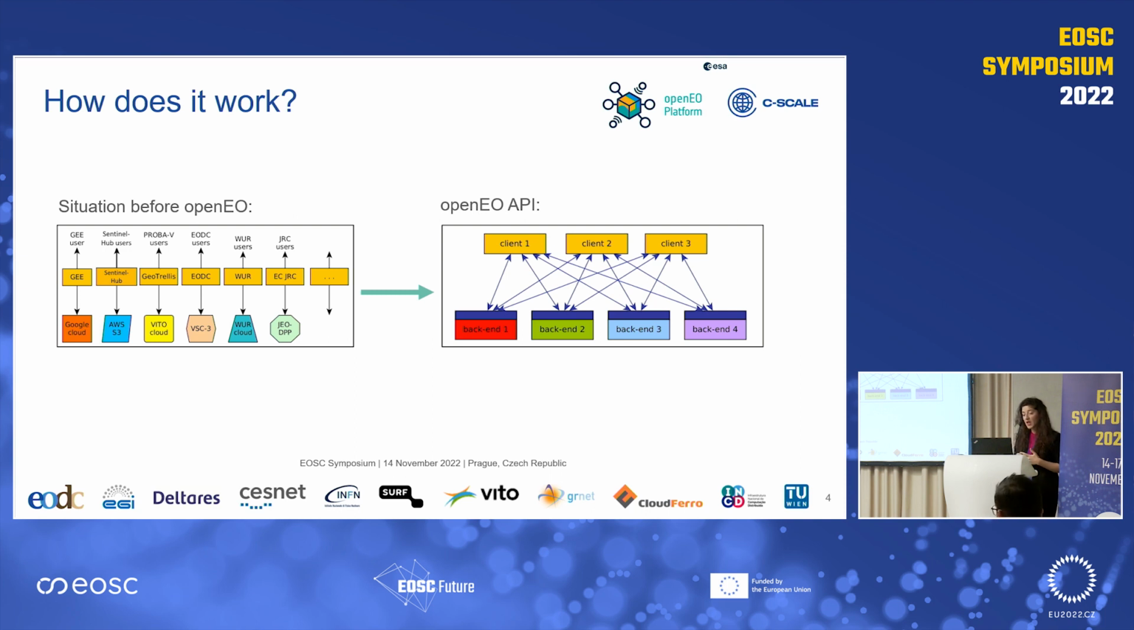How it works exactly. On the left side of the screen, you see the situation before OpenEO, and in the bottom side of this frame, you can see that different backends have different colors and shapes, with which we want to show that they have specific characteristics that you need to be aware of as a user that wants to access this backend. And in the right side of the screen, you see that these backends are more unified, and they can communicate with the 3 clients in a common way.